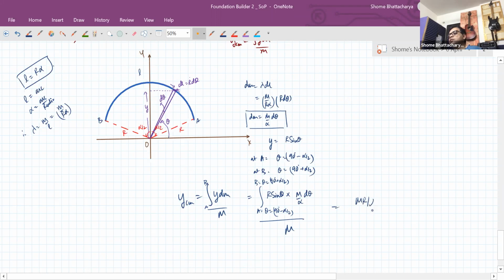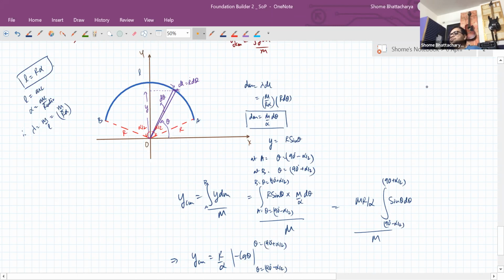So mr by alpha integration of sine theta d theta from 90 minus alpha by 2 to 90 plus alpha by 2 divided by m. So again the m cancels out and we are left with r by alpha. Integration of sine theta is minus cos theta, but from theta equal to 90 minus alpha by 2 to theta equal to 90 plus alpha by 2.